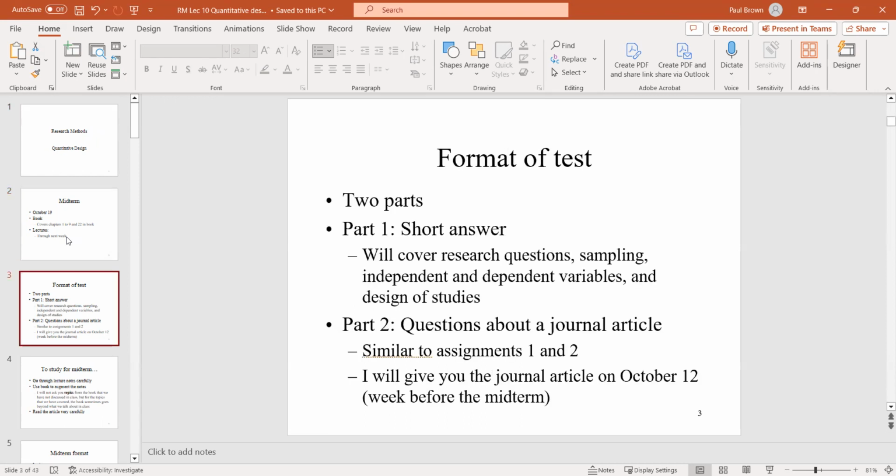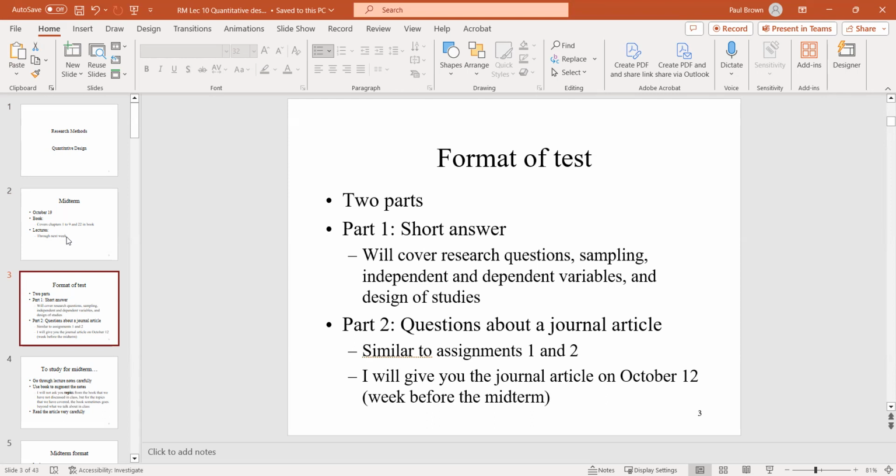The format of the test is that there'll be two parts to it. One part will be short answers. A lot of that will be like, I'll give you a little scenario and then ask you to identify independent variables, dependent variables, and then ask about different designs of studies. So I might say, tell me how you would do this if you were to do an experimental design, randomized controlled trial design. Tell me how you might do it in a cross-sectional design. But we're going to talk about designs today. And I also ask about sampling.